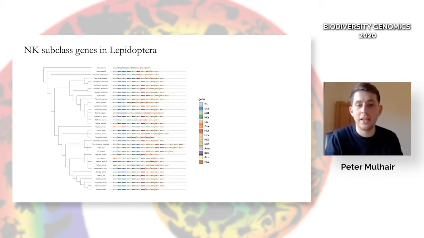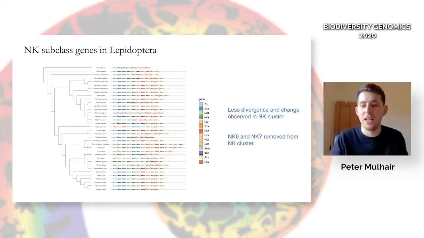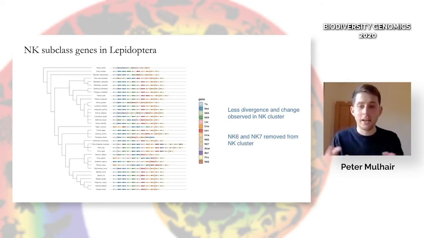Next, we want to look at the NK subclass of homeobox genes. And what we find is a different view of how homeobox genes evolve within Lepidoptera. So we see much less divergence and fewer changes within the cluster across all Lepidopteran species. We were also able to annotate the canonical NK cluster and find that relative to other insect species, we see some genes being removed from the NK cluster.